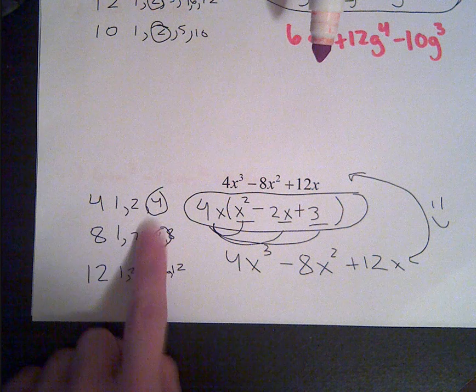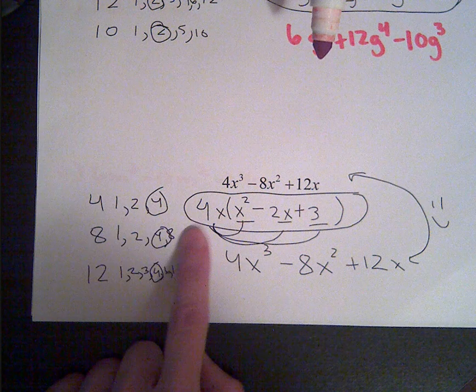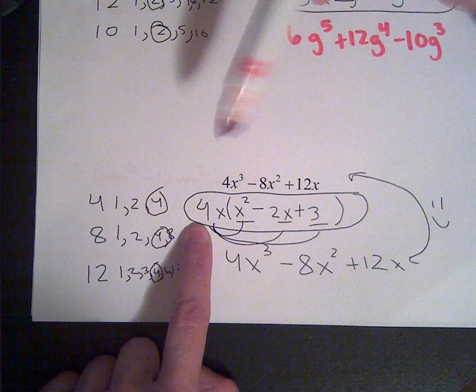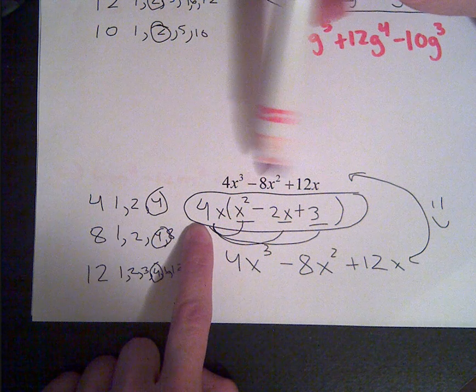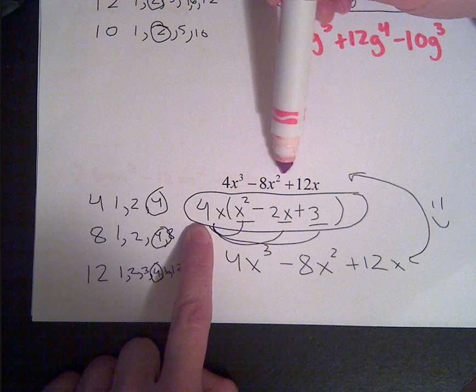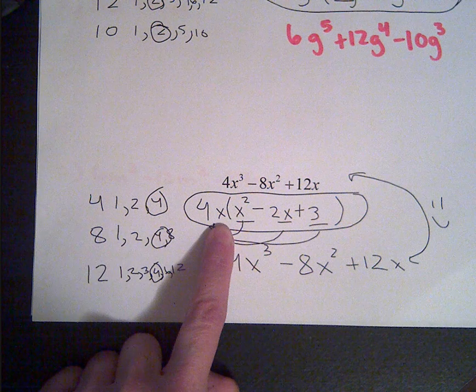Greatest common factor is 4. So the 4 comes out in front. Now I look at just my variables, x to the 3rd, x squared, and x. What is their greatest common factor? It's x. They all have an x in there.